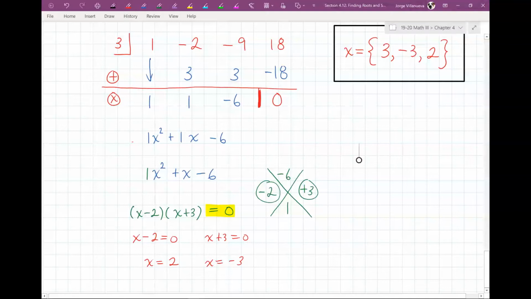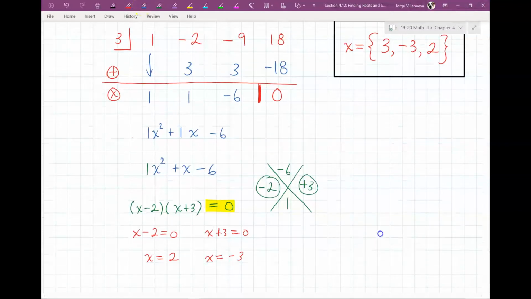So your steps, if you want to write steps down, step number 1, synthetic division. Step 2, write your answer. Step 3, factor. Step 4, solve. And that's how you're going to find everything. So it's 4 main steps you got to go through. So let's go over question number 5. I think it was 5.